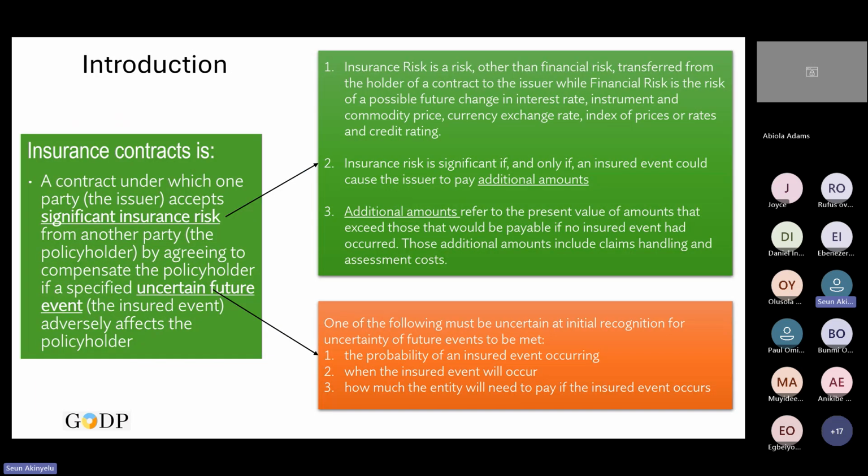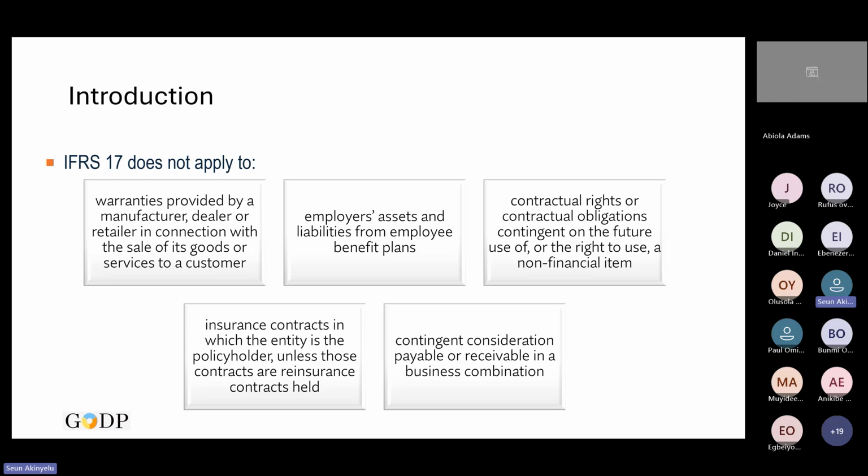Like I said before, for you to have an insurance contract, there must be a significant insurance risk, and the timing of those loss events must be uncertain. And that is when you begin to consider IFRS 17. Now, there are some things that IFRS 17 does not apply to.